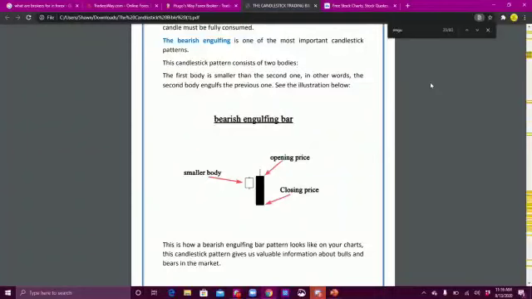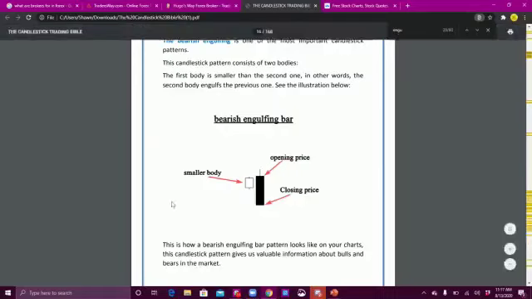Another thing is, like I said about the names, there's a lot of different names, but they all mean the same thing. So the bearish engulfing bar, some people call it an engulfing candle, mother bear candle, something like that. Look, they all mean the same thing. Just take the little bit around here and you'll be fine. So a bearish engulfing candle. This is how a bearish engulfing bar pattern looks on your charts.